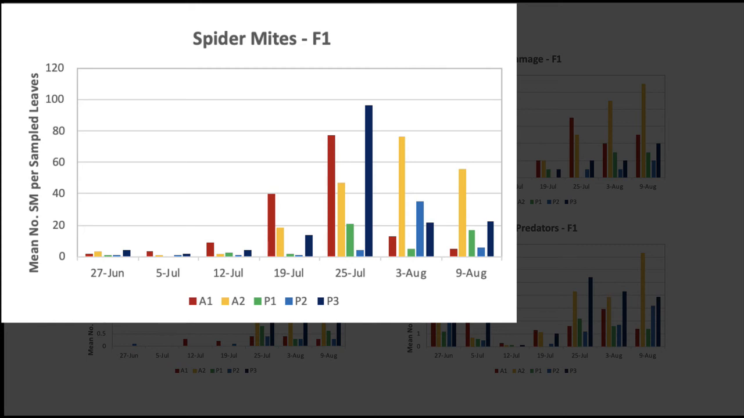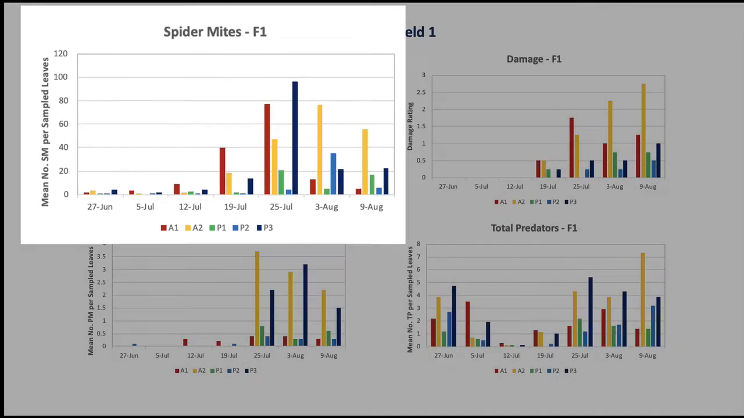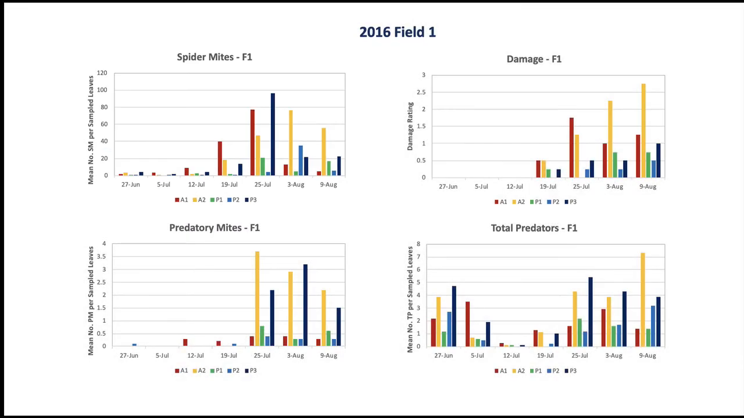And by July the 25th, in the P3 area where we did not release the predatory mites, we had a hot spot where we had some spider mites starting to build up. And they built up fairly heavily. But then the populations began to drop off after that by August.